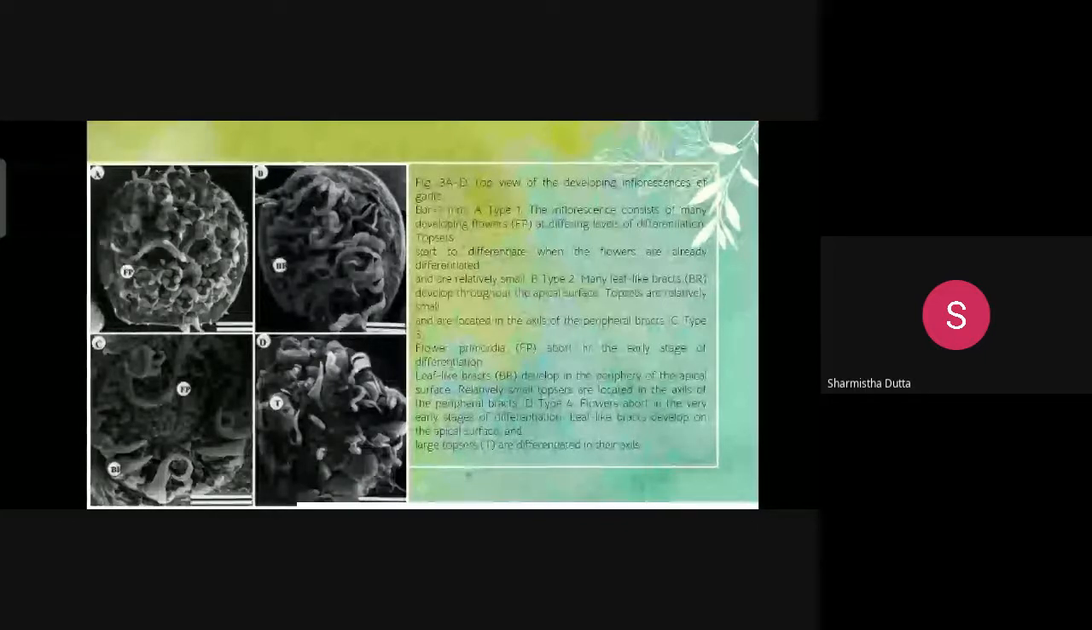These are the images in which primordia are in the early stage of differentiation. Hello? Yes, yes. Can I change it now?